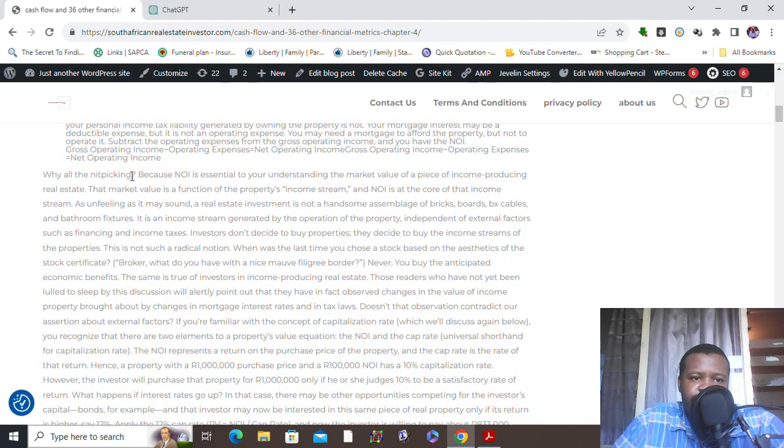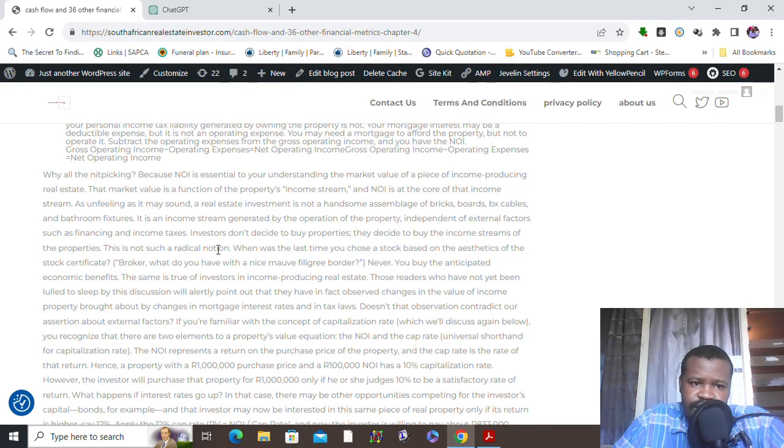Now, why all the nitpicking? Because NOI is essential to understanding the market value of a piece of income producing real estate. That market value is a function of the property's income stream, and NOI is at the core of that income stream. As unfeeling as it may sound, a real estate investment is not a handsome assemblage of bricks, boards, cables and bathroom fixtures. It is an income stream gathered by the operation of the property. Independent of external factors such as financing and income taxes, investors don't decide to buy properties, they decide to buy the income streams of the properties.